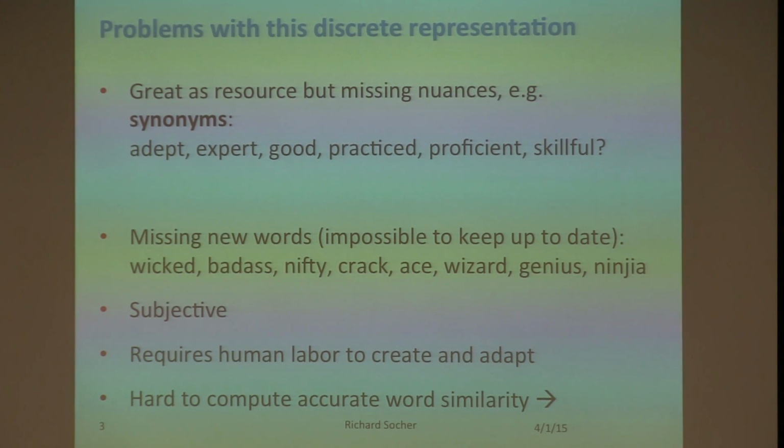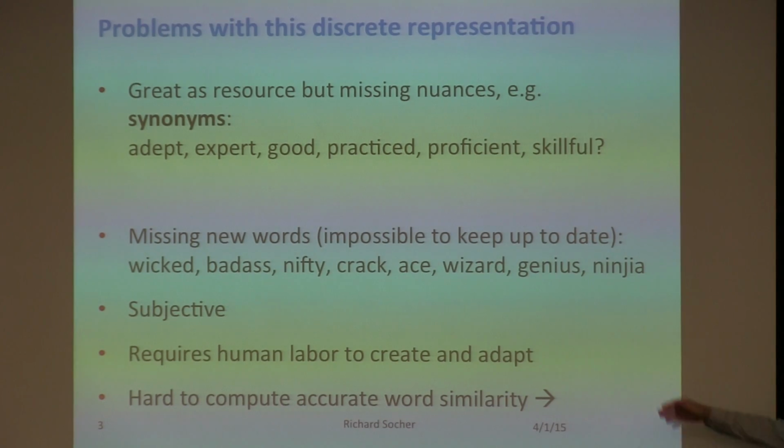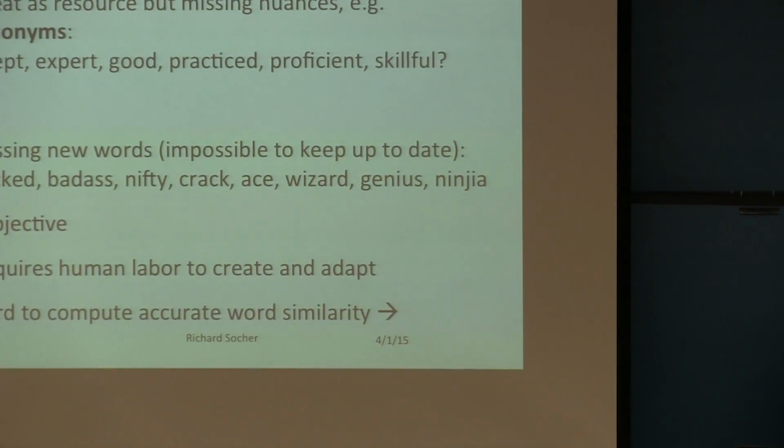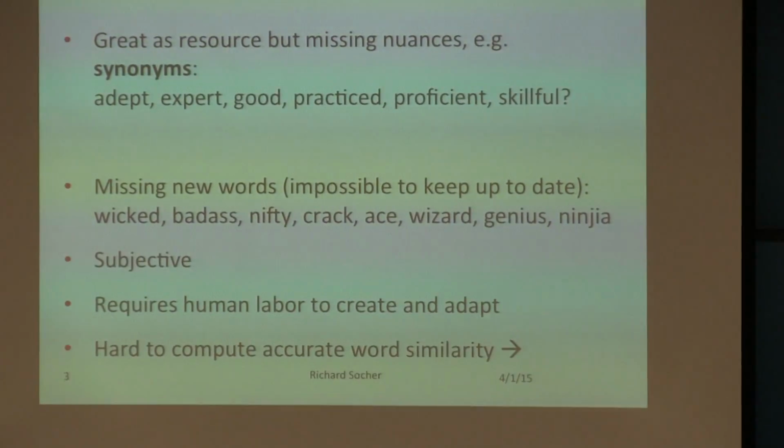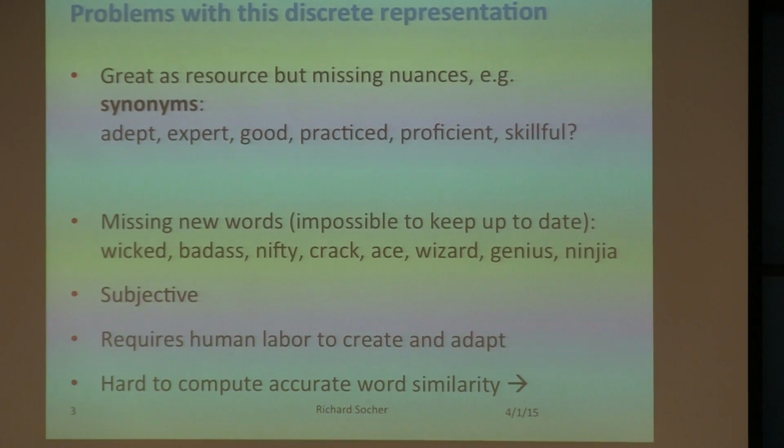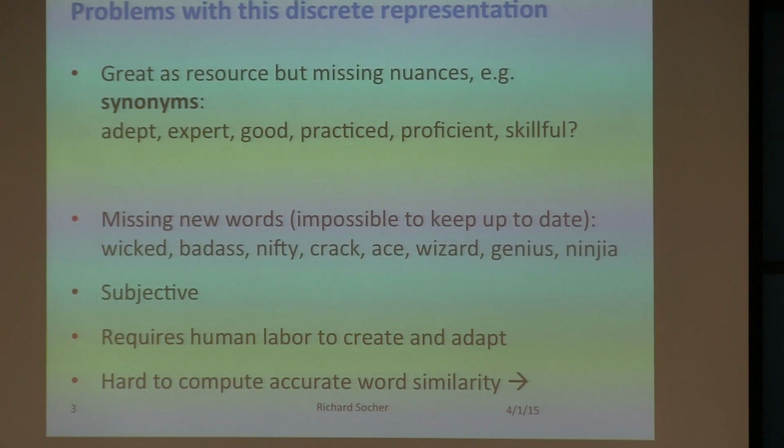So you may have a bunch of other words that people might think are good, like wicked, badass, nifty, crack, ace, or the Silicon Valley ninja. So if you're a ninja coder, you're a very good coder. And so those are obviously not in WordNet. And it's very hard to keep it up to date.